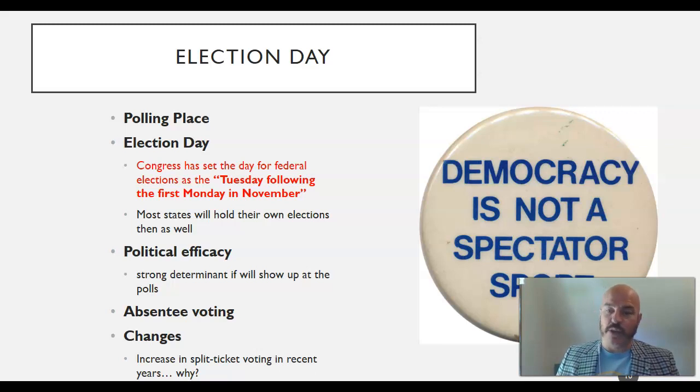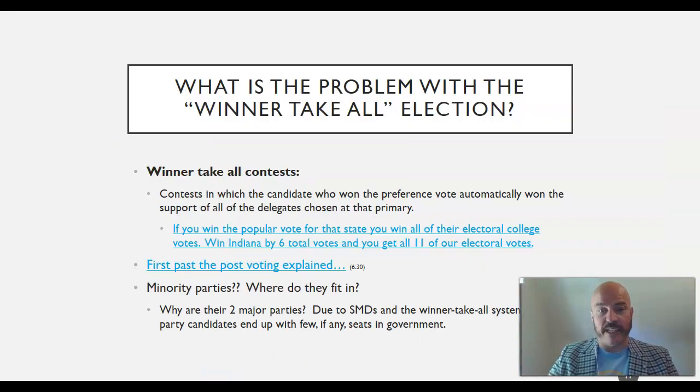Political efficacy is whether or not you're going to vote. This is the strong determinant if you're going to show up at the polls. If you have a high level of political efficacy, it means that you believe your vote counts, that your vote is important. Low levels mean that you don't think that you play much of a role. Absentee voting we'll talk about. It's a big issue this election. And then changes. We've had an increase in split ticket voting in recent years. Why is that? Well, it's part of the divided government. We have no problem now, whereas a long time ago people wouldn't necessarily have done this. We have no problem voting for a Republican president and a Democratic senator, or vice versa. So that is going to lead to divided government.